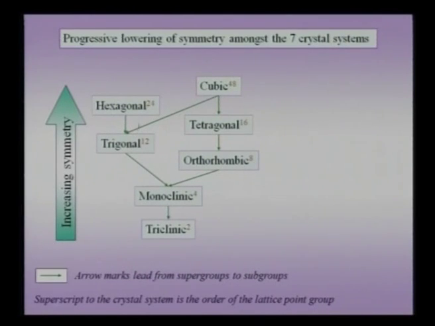Then the tetragonal is characterized by 16 operations, order 16, trigonal order 12, orthorhombic order 8, monoclinic order 4, and triclinic order 2. The subgroup relation should be cubic. The orthorhombic is a subgroup of the tetragonal, which is a subgroup of the cubic. And if I track from the bottom, the triclinic is a subgroup of the monoclinic, which is a subgroup of the orthorhombic, which is a subgroup of the tetragonal, which is a subgroup of the cubic. So, I can have an unbroken chain of subgroups starting from the cubic and leading to the triclinic.